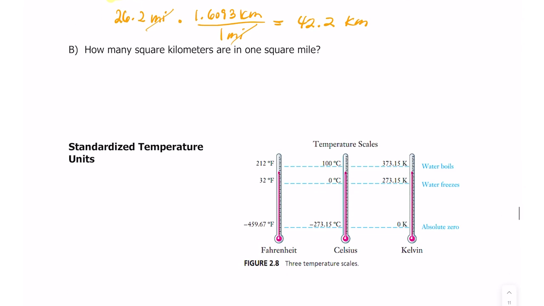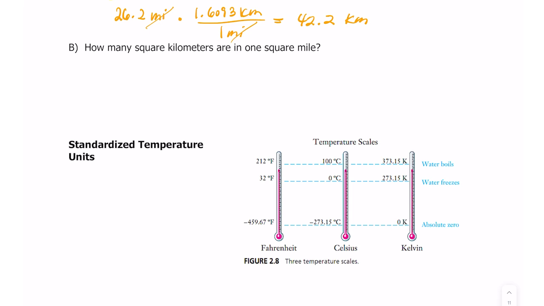Now we also have different temperature scales. We've got Fahrenheit, Celsius, and we use Kelvin in science a lot. So we can see the different boiling points here. For instance, water boils at 212 degrees Fahrenheit, but it's really boiling at 100 degrees Celsius. And in Kelvin, it would be 373.15 Kelvin.